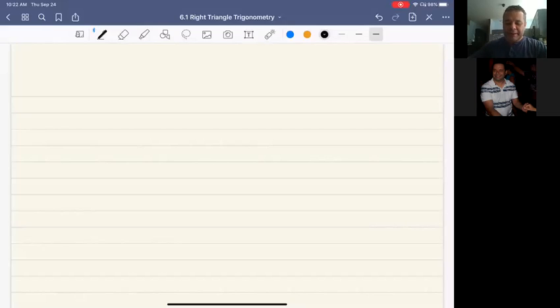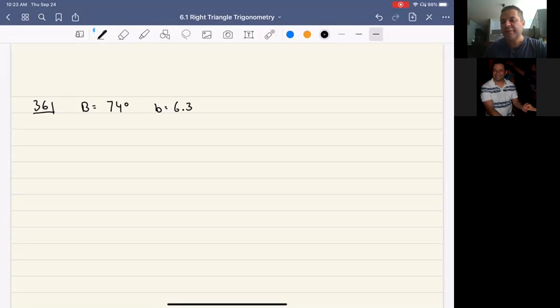All right, welcome back. So we're going to do another problem. This is problem 36 in the section. It gives us the following information: capital B equals 74 degrees, little b equals 6.3. And they want us to find the rest of the triangle.